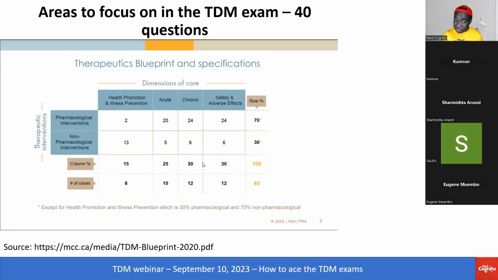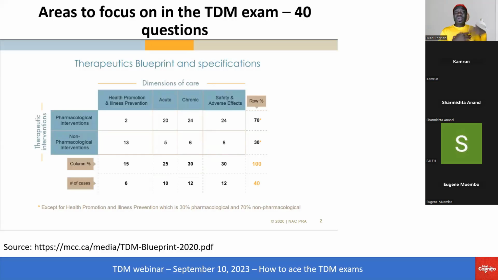And then the chronic disease management as well. So look, if you're able to master chronic disease management and also master safety, you're almost 60% through with your preparation. And then the acute management will take about 25%. And then the health prevention will also take about 15%. Now, you realize that because we are dealing with therapeutics, the exam will focus basically on 2 things.